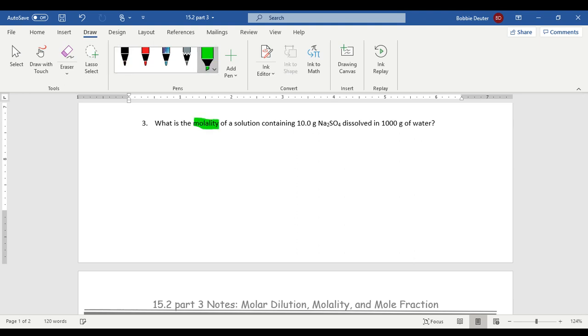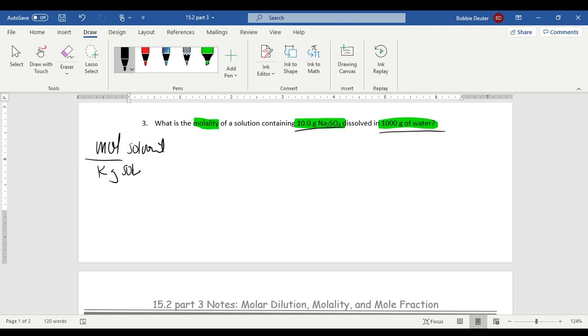Okay, so now we're going to do molality. For molality, it's a little bit different. So we're going to have to find moles divided by kilograms. That's molality. So what do they give us? They give us our sodium sulfate, and it says it's in 1,000 grams of water. This should be your solution, and this should be your solvent. This is our solvent. That is our solution. So let's make those conversions right away. This one's really easy because we know that that's equal to 1 kilogram of H2O. So that's an easy one.